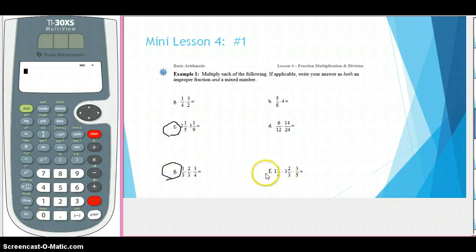E, and F. So notice C is the multiplication of two mixed numbers. So I'm going to start by hitting the second button and this button to get the mixed number format. And we have 2 1/5. Now use the arrow to move outside the mixed number. Enter the multiplication sign. And now put in the second mixed number, 3 1/9.